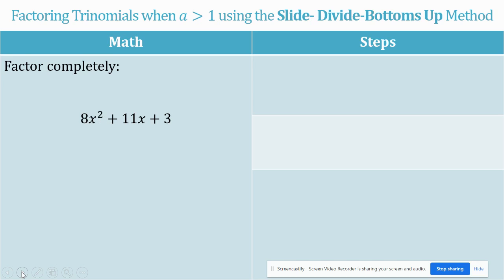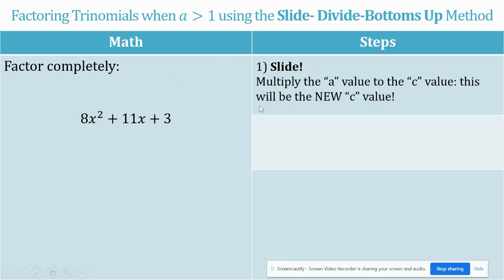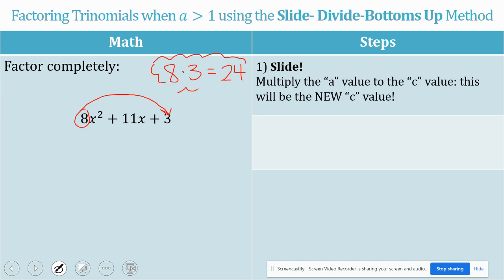So the first thing we're going to do is slide. We're going to take our a value and multiply it by the c value, and that's going to become our new c value. So take a look at what I'm about to do. I'm going to take this 8 and multiply it by 3. So 8 times 3 equals 24. So that's my first step: multiply a and c.